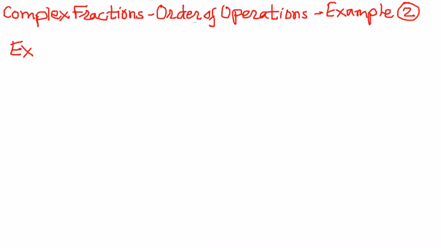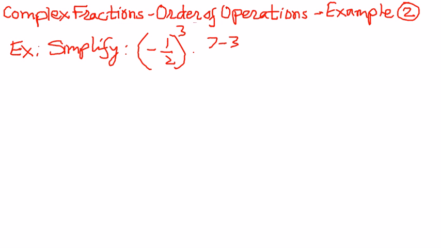In this example, we want to simplify this complex fraction. So we have negative 1 over 2 raised to the power of 3 times 7 minus 3 divided by 4 minus 9 plus 4 over 5. Let's say we have some complex fraction of that type. So the way we want to simplify this is as follows.